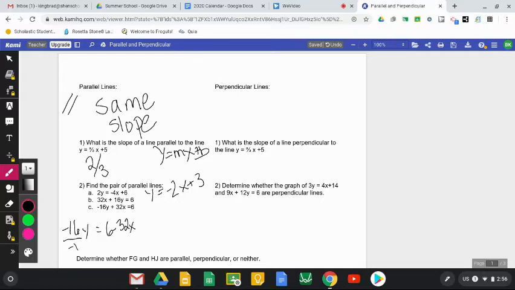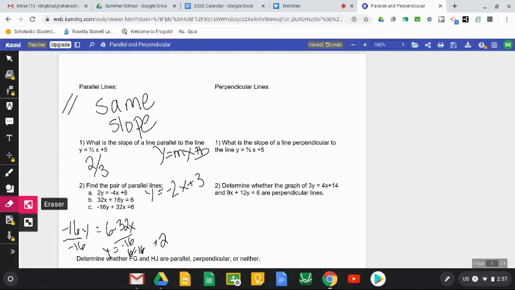I divide by -16, get y equals 6 over -16, plus, nope, x is not there, it's with the 2, plus 2x, negative, positive. So A and C are not parallel. So I got to do my next one. So we'll just remember that one was a positive 2.